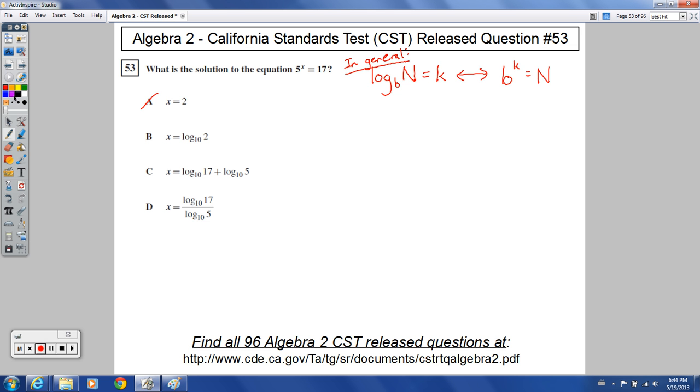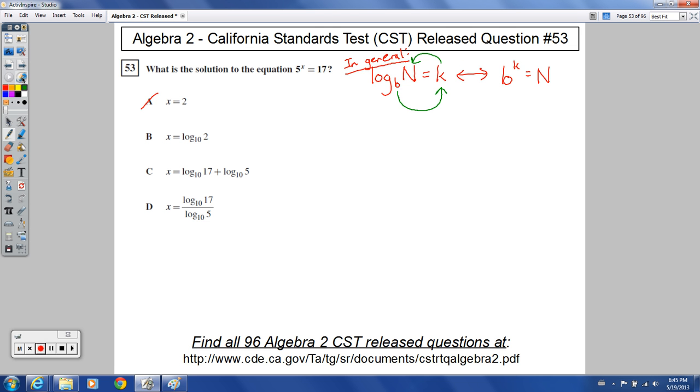I want you to think of this as kind of going around in a circle. Here's your base to this power equals this number. The base to the power equals the number. Think of it as a circle closing itself off. That helps me a lot, and I hope it helps you too. And so that's what we have going on here. The base is 5. The number itself is 17. So the base to the x power is this number.